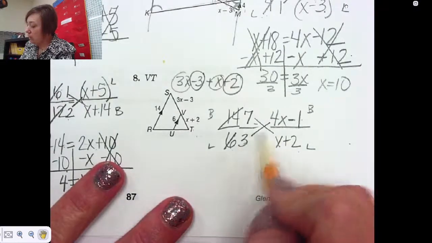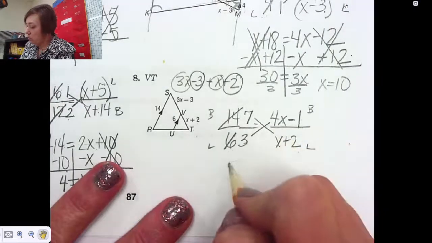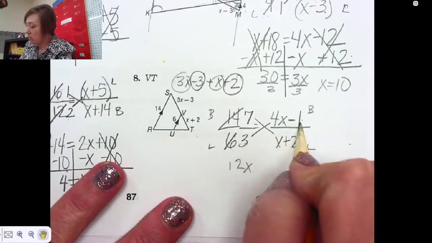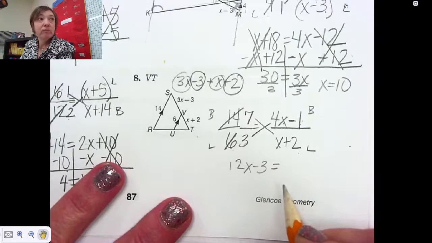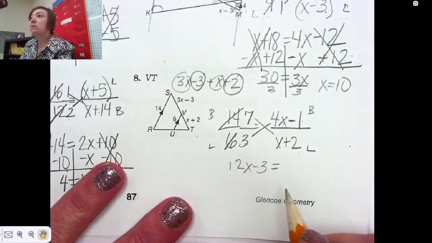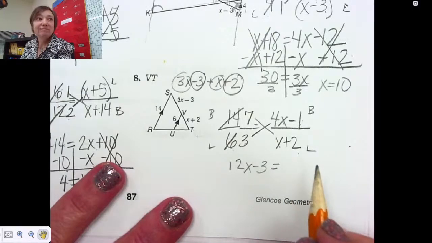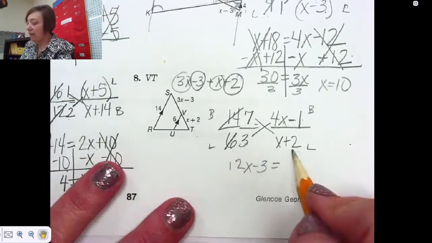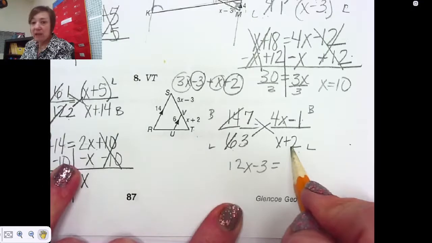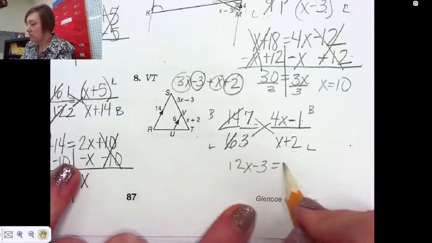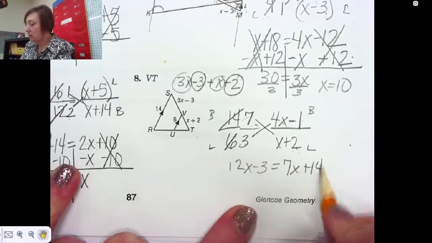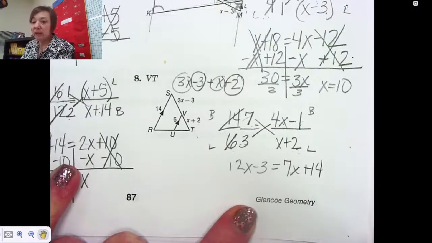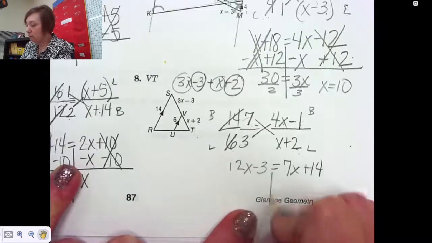So we're going to have 3 times 4x, which is 12x, and 3 times negative 3, which is negative 9. Yes, ma'am. Okay. And then we're going to have 7 times x plus 2. So 7 times x is 7x. And 7 times 2 is 14. Right? Now what?